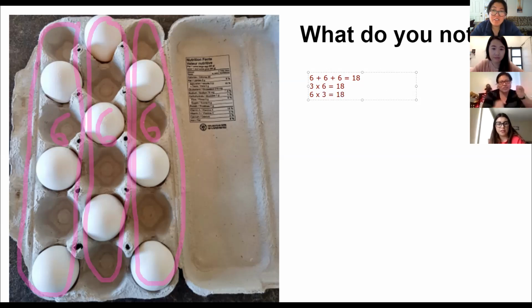All right, boys and girls, I think we will finish today, but I want you to continue to come up with more equations because there are so many ways you can represent this image.